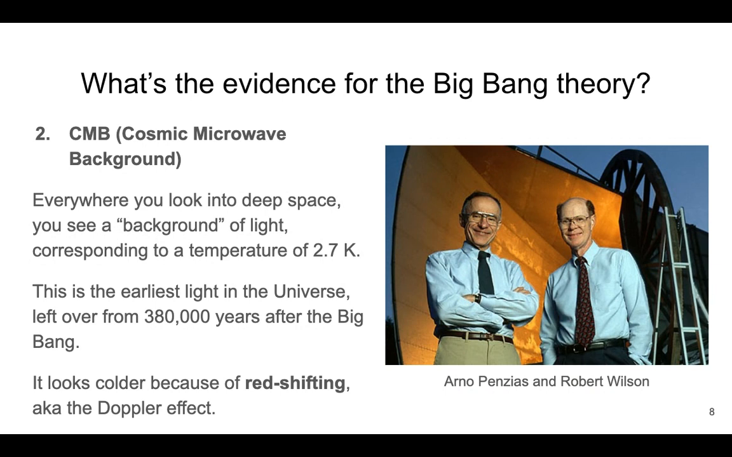So this is Penzias and Wilson in front of their famous Holmdel horn antenna. These guys discovered the CMB, the cosmic microwave background. This is the second piece of evidence for the Big Bang. Everywhere you look out into deep space, you see this background of light. It's called a background because it doesn't matter where you point your telescope, it's always there in every direction. So you get a background of light corresponding to a temperature of 2.7 Kelvin.